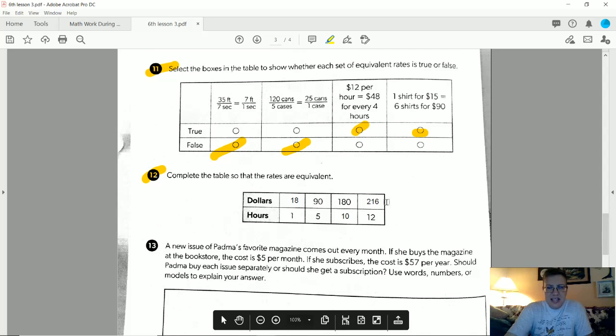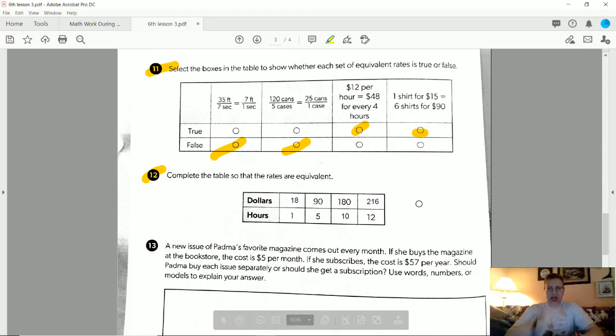I have typed in the answers for number 12. I believe this one, this one, this one, and this one were the ones I filled in. So I start with this one, which was already filled in. So I can start with this one.